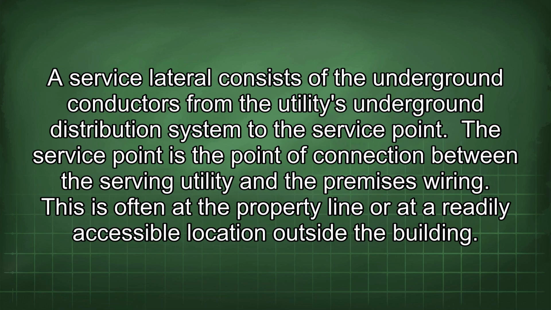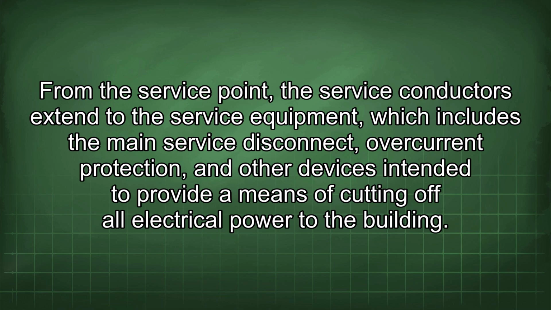A service lateral consists of the underground conductors from the utility's underground distribution system to the service point. The service point is the point of connection between the serving utility and the premises wiring. This is often at the property line or at a readily accessible location outside the building. From the service point, the service conductors extend to the service equipment, which includes the main service disconnect, overcurrent protection, and other devices intended to provide a means of cutting off all electrical power to the building.